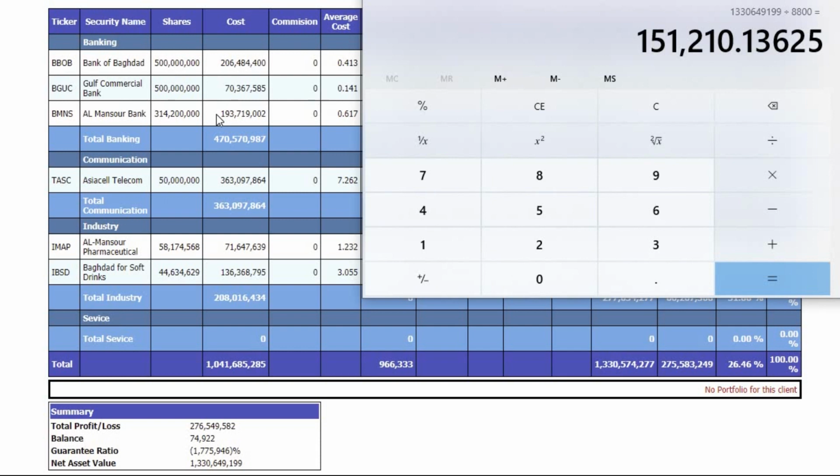It varies. Every year is going to be completely different than the previous year, with the exception of Asia Cell and Baghdad for Soft Drinks. Those two have, for the last 3 or 4 years, consistently paid. Baghdad for Soft Drinks has paid 15%. Asia Cell has paid 1 dinar, which equals about 12.8% last year. All right, so you've got $151,210 as the net worth per block.